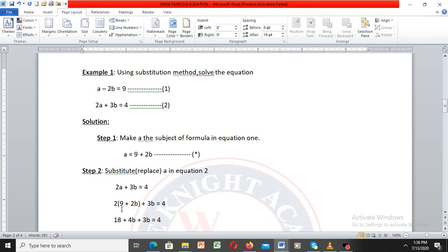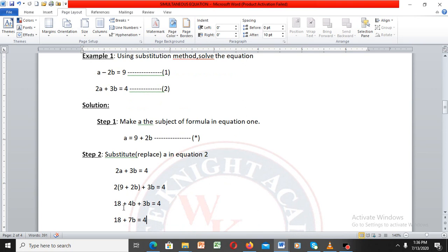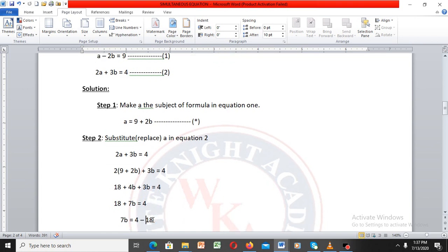Then you open the bracket, you expand the bracket by using 2 on the outside to multiply everything inside the bracket. You use 2 to multiply 9, and use 2 to multiply 2b. When you multiply 2 by 9, it gives you 18. And when you multiply 2 by 2b, it gives you 4b. You have opened the bracket. Then you go ahead and continue plus 3b is equal to. Then 18 is repeated here, plus 4b plus 3b will give you 7b. So therefore, you have 18 plus 7b is equal to 4.